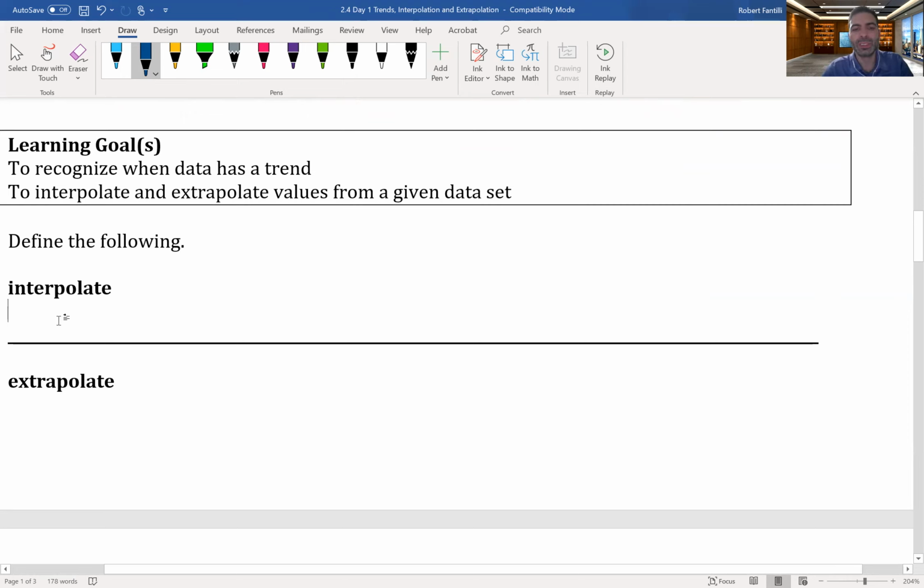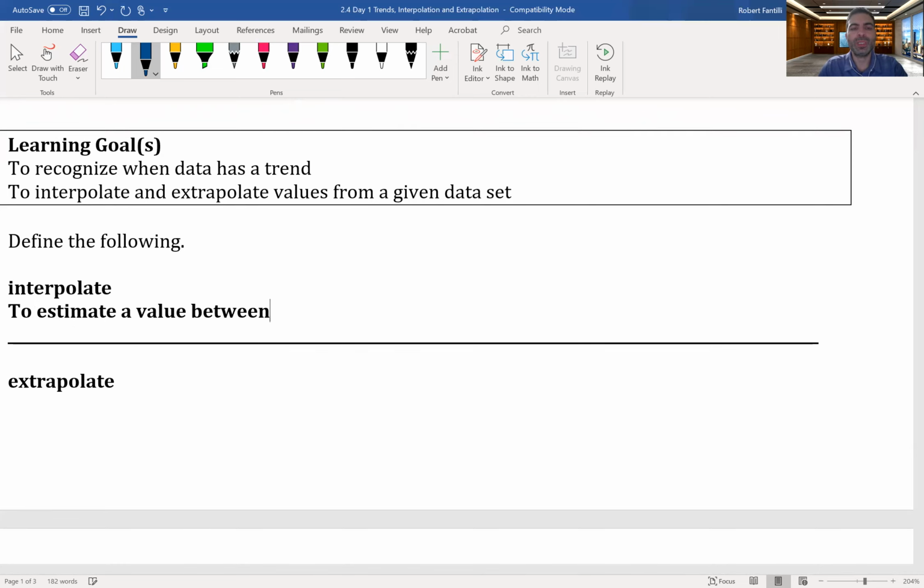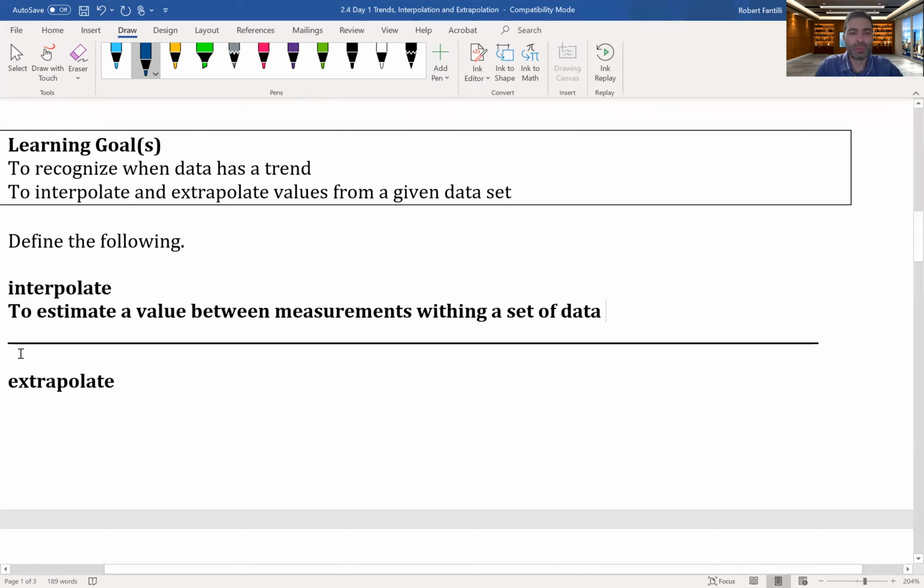This is in your textbook, but nevertheless, you can look them up or you can follow along here. To interpolate, it's within. So it starts off with the word in. So it's to estimate a value between measurements within a set of data, okay? And I'll explain more of this later.